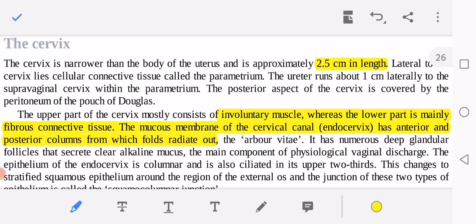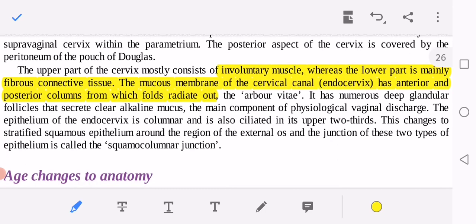and it has numerous deep glandular follicles that secrete clear alkaline mucus, the main component of the physiological vaginal discharge. The epithelium of the endocervix is columnar and is also ciliated in its upper two-thirds, but this is the epithelium of the endocervix. There is a difference between the epithelium of endocervix and the epithelium of the ectocervix. So this changes to the stratified squamous epithelium around the region of the external os, okay, and the junction of these two types of epithelium is called squamocolumnar junction.